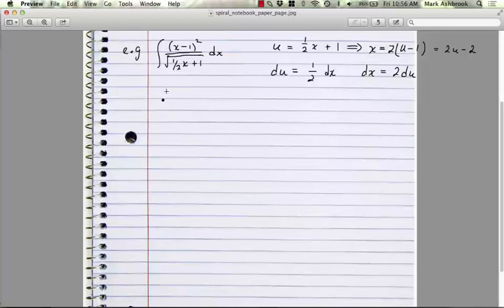Okay, so now we're ready to make the substitution. Now we've got x is 2u minus 2. So then minus 1 is our numerator. And then the denominator is the square root of u. And then dx is 2 du.